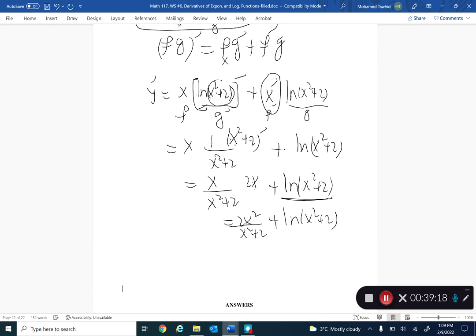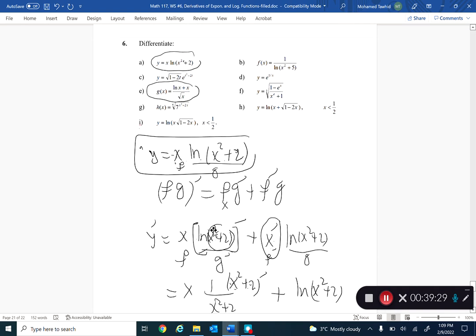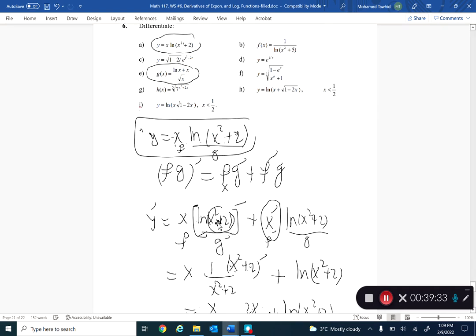So that is product rule. How did I figure out product rule? If you hear yourself say multiply, that means product rule. The other one, when you say quotient rule, this one here, what do you have?